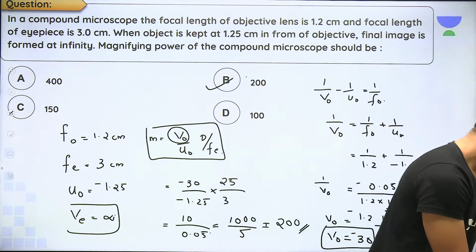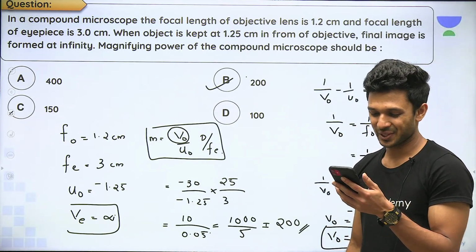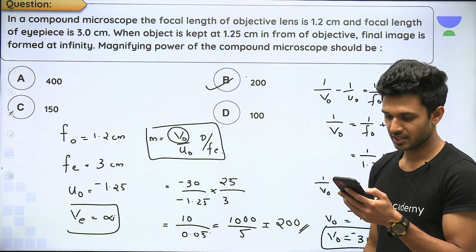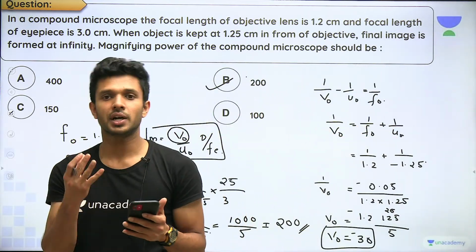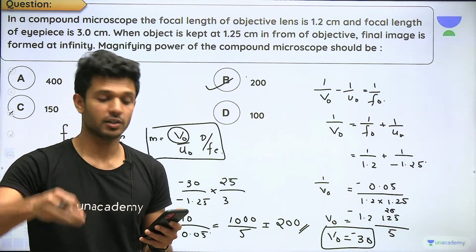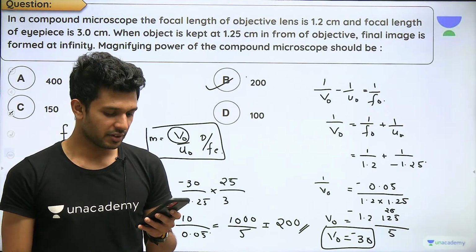Simple. Did anyone get the answer? Mridula, 200. Very good. Miara, Sophia, Shivaji. Very good Anna. Very good, everyone gave it. So you understood how to apply the values in the formula and what kind of questions you can expect from this part of microscope. Is everything clear?